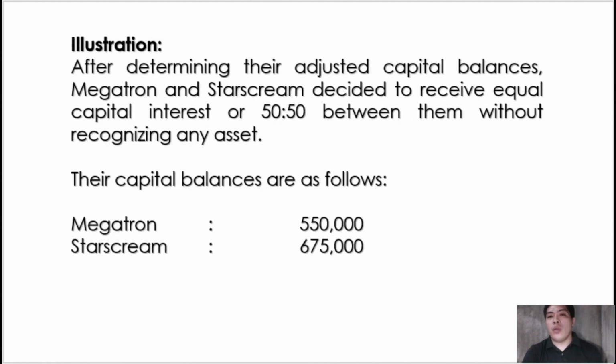We have to proceed with this illustration. For example, after determining the adjusted balances of Megatron and Starscream, they decided to receive equal capital interest of 50-50. Okay, without recognizing any asset. So kung titignan nyo, yung kanilang capital balances, yung kay Megatron, 550,000, then yung kay Starscream, 675,000. So from that alone, hindi natin maisip talaga na 50-50 yan kasi magkaibang amount yung capital balances ni Megatron at saka ni Starscream. Pero, yung gusto nila, makareceive sila ng equal interests. 50-50 daw, kahit na yung kanilang investment magkaiba. So, paano natin i-account yan?